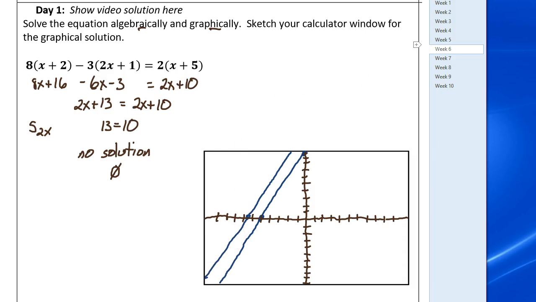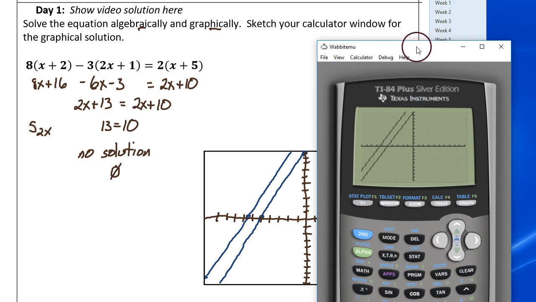And I'll pull the calculator back on the screen so you can see how I did. So my drawing on paper is pretty close to matching what my calculator screen looks like.